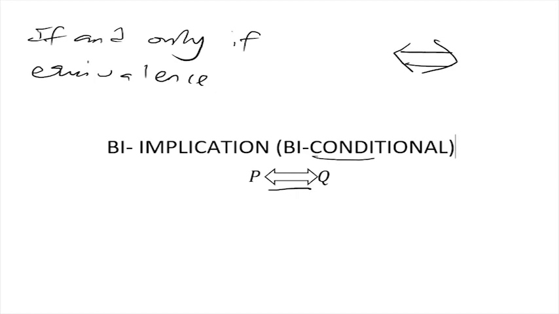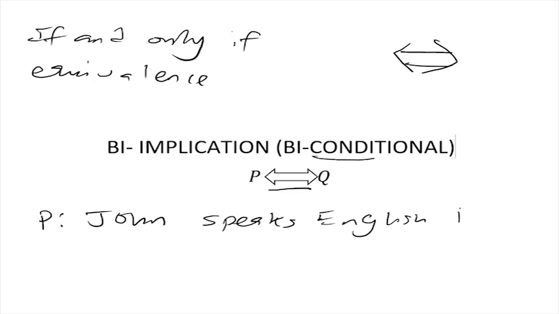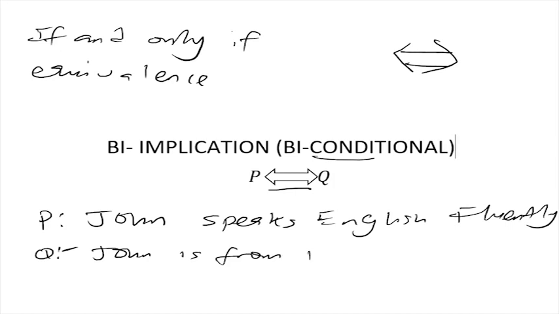Now let's look at this. For example, P stands for John speaks English fluently. Then we have statement Q as John is from England.